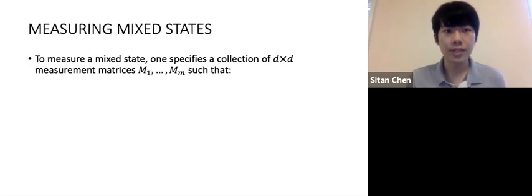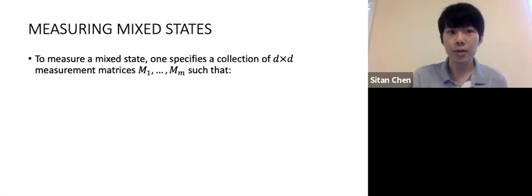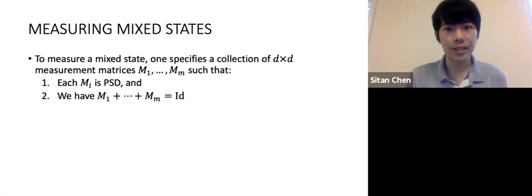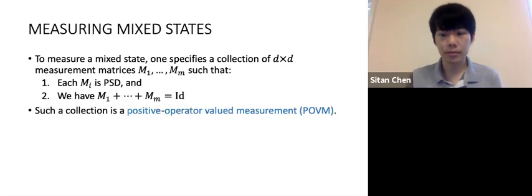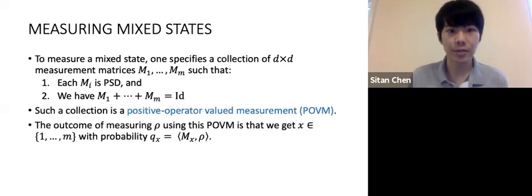So to measure a mixed state, there's actually an extra degree of freedom where you can specify the kind of measurement that you make. So unlike classical distributions where I only have the ability to get a random sample from my distribution, for a quantum state I can specify the actual matrices that I use to measure them with. So in particular, to measure once, I need to specify some collection of PSD matrices which sum up to the identity. And such a collection, M1 to M little m, is what's called a positive operator valued measurement, or a POVM. And the outcome of measuring rho using this POVM is that we get some index x from 1 to little m with probability equal to the trace inner product of M sub x and rho.